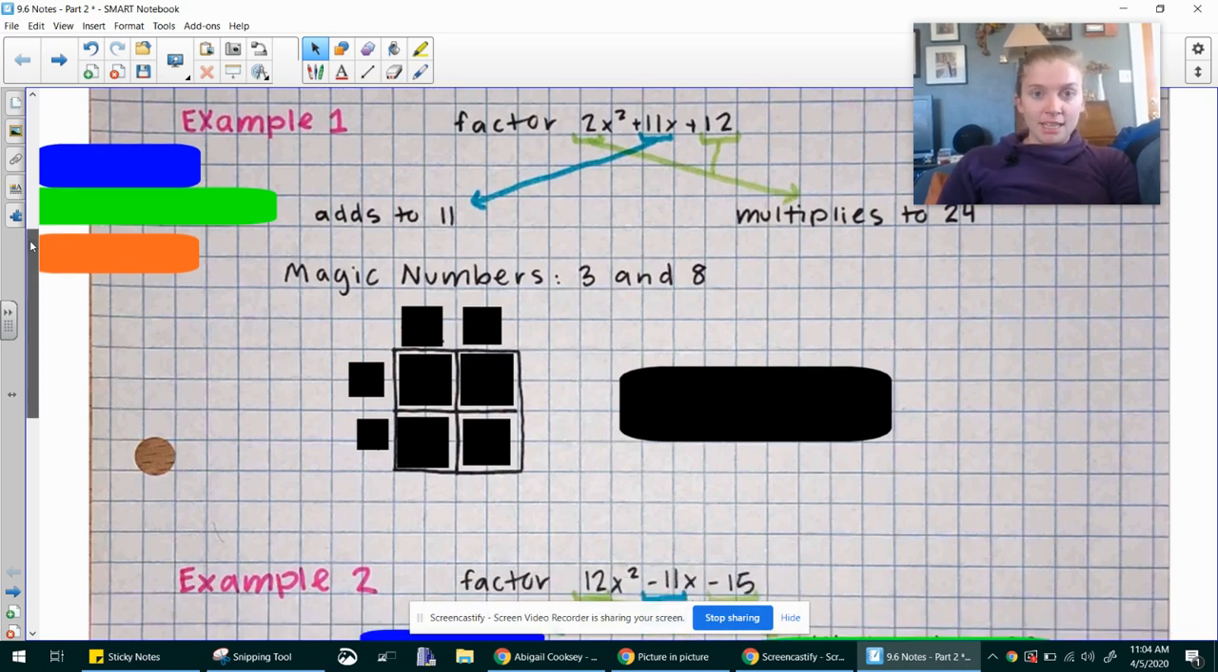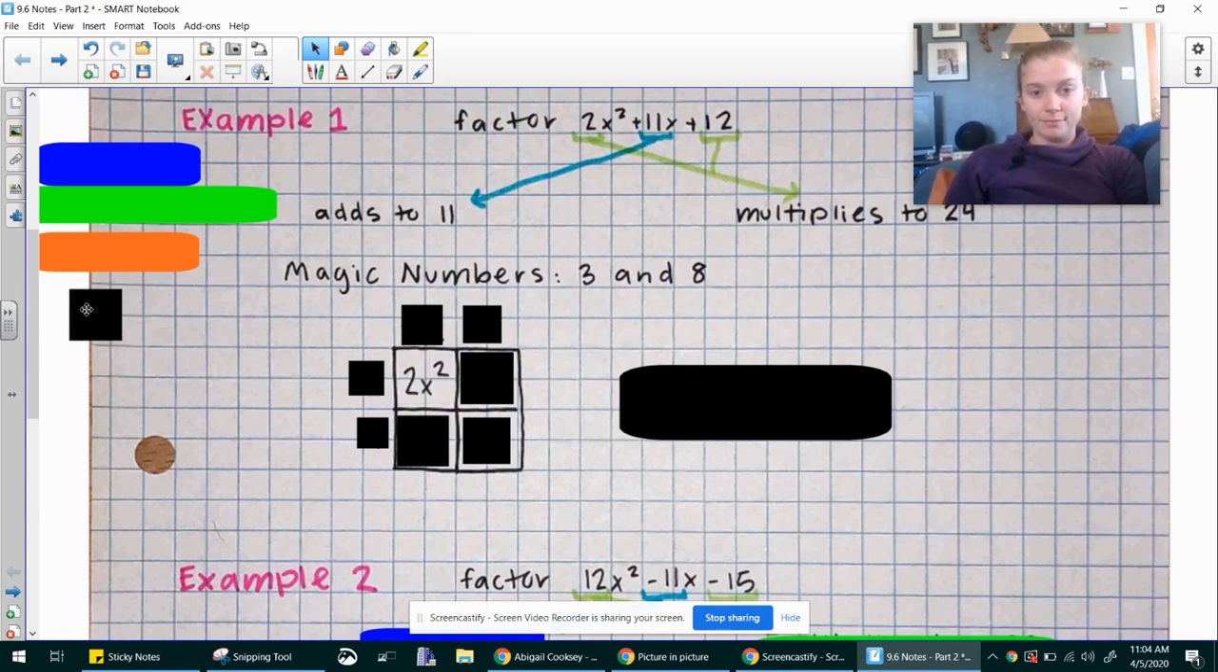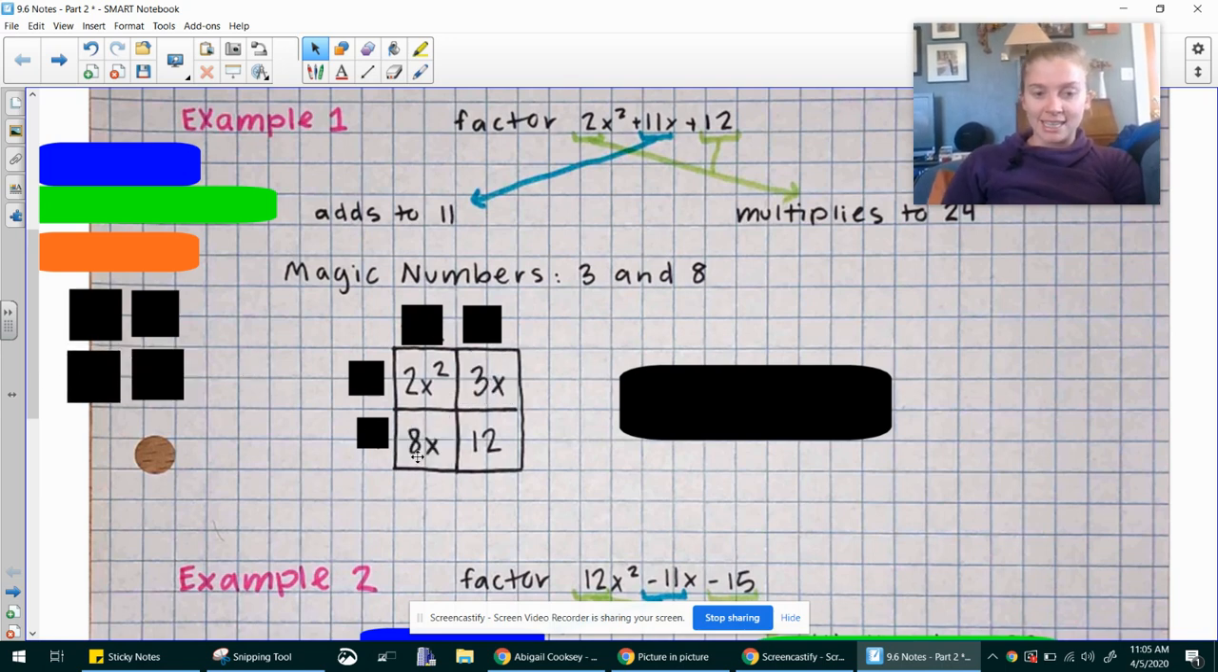For the box method, we are going to work from the inside of the box to the outside of the box, which is different than when we were multiplying. So in the first box, we're going to write our first term, 2x squared. In the fourth box, we're going to write our last term, 12. So the first term in the first box, the last term in the last box. In the middle two boxes will be our magic numbers, 3 and 8. And we want to make sure that we remember that those actually have x's with them, so 3x and 8x.